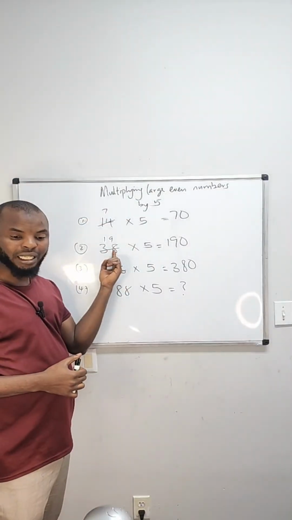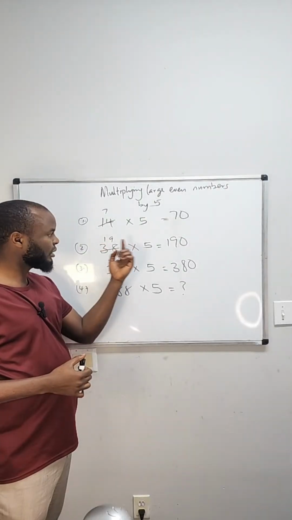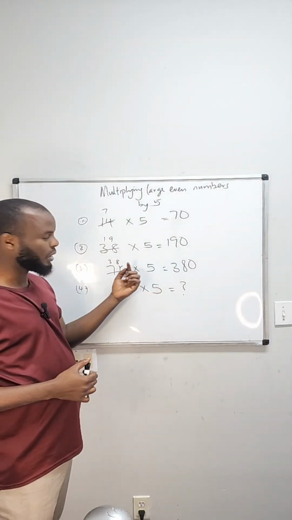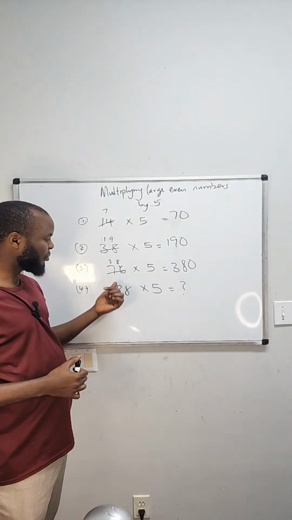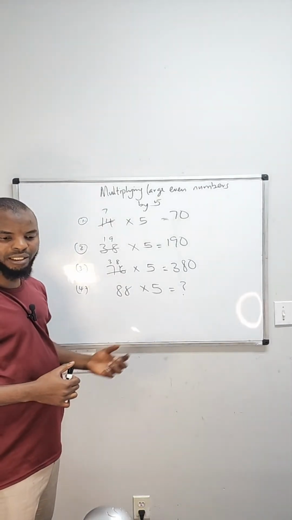We have 38. Half of 38 is 19, add 0 to it. The same thing here. So I want you to try this and put the answer in the comment section.